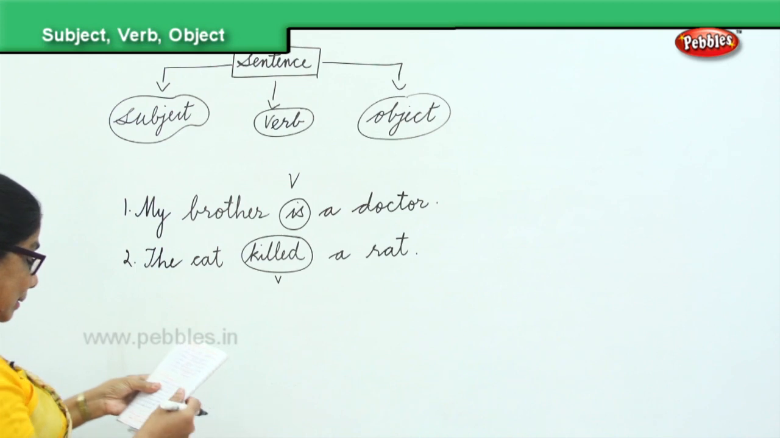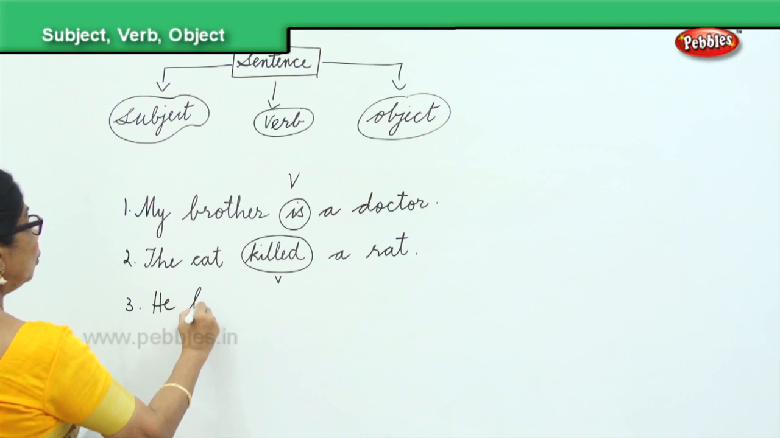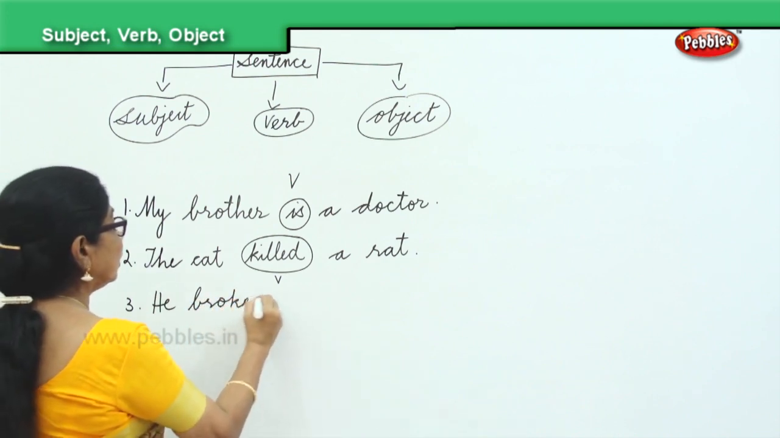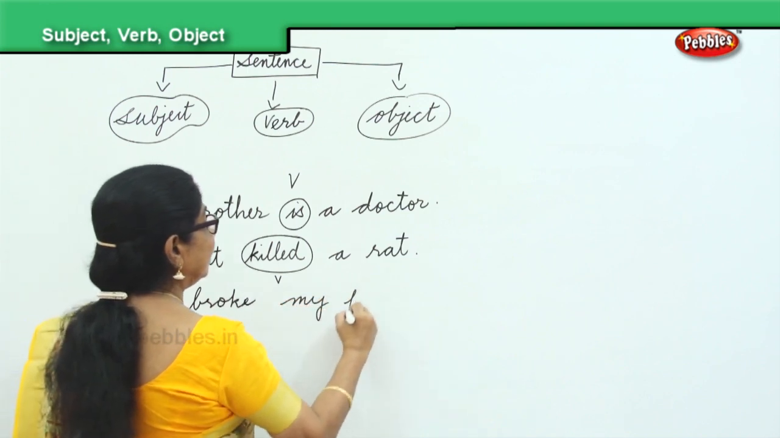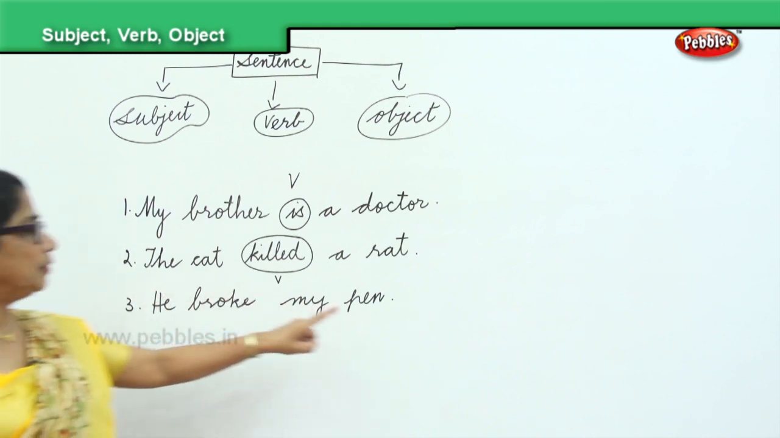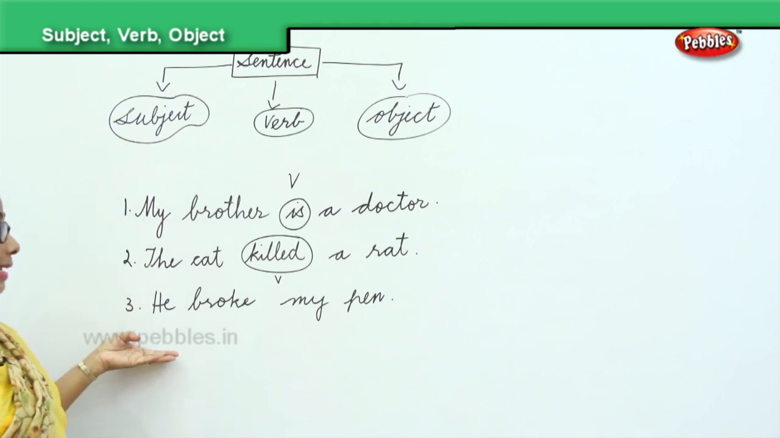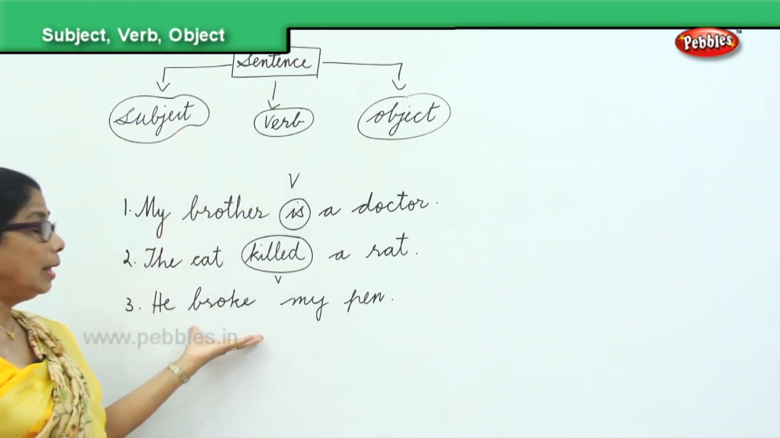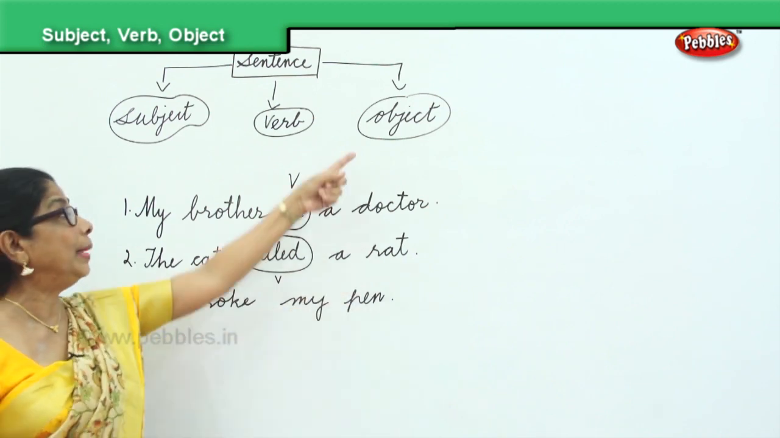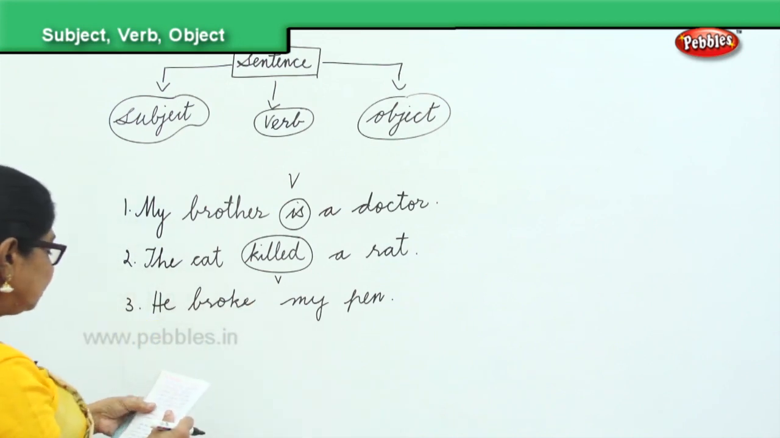I'll give you another sentence. He broke my pen. It begins with a capital letter and ends with a full stop. What is the subject here? The subject is he. Where is the verb? Broke. What did he break? He broke my pen, the object. So you know how to pick them out.